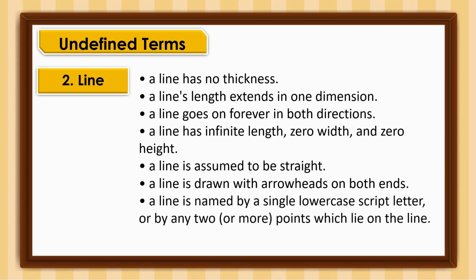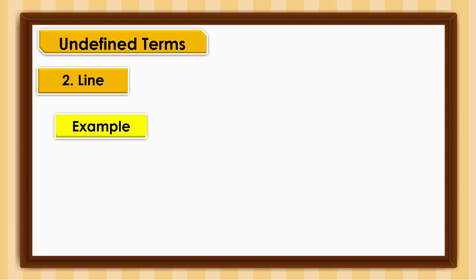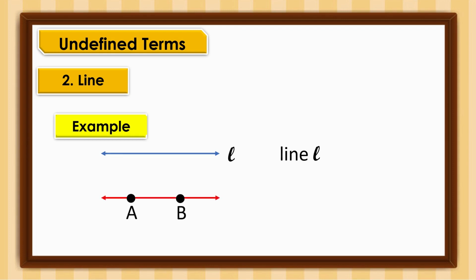And a line is named by a single lowercase script letter or by any 2 or more points which lie on the line. So here's an example of a line. We have here line L. It can be named as line L, and L is a small script letter. And then line AB. We can name a line with any 2 points that lie on the line. We have here point A and point B lies in the line. Therefore, it is named as line AB.